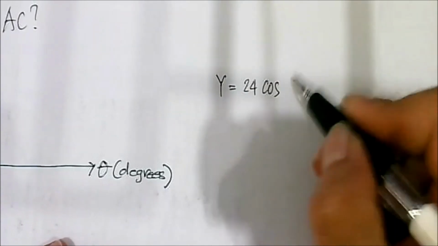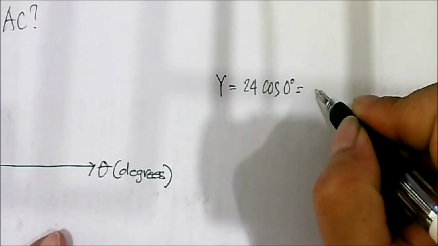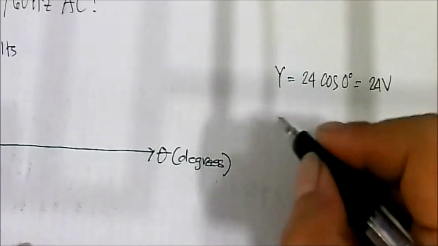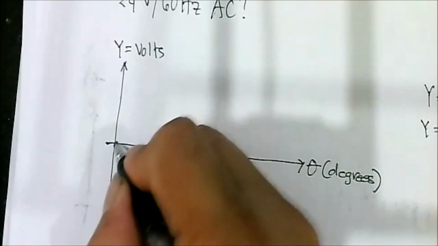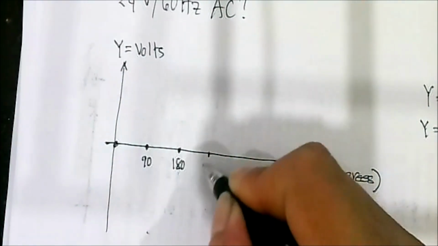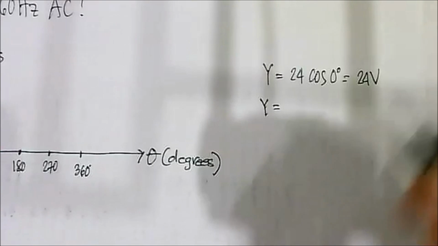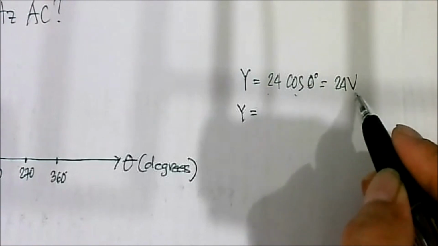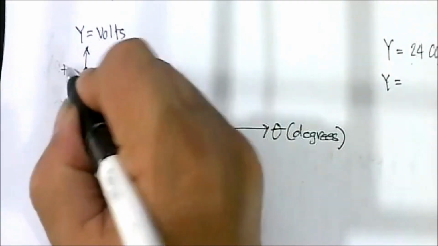24 cosine 0 degrees, and cosine 0 is positive 1 times 24, so we have 24 volts. This is 0, this is 90, this is 180, this is 270, and this is 360. So 24 cosine 0 is 24 volts, your positive 24 volts.